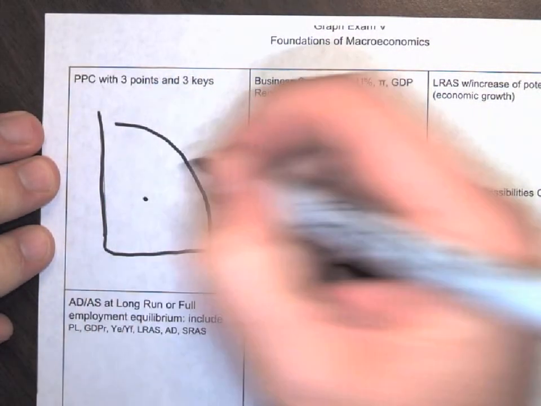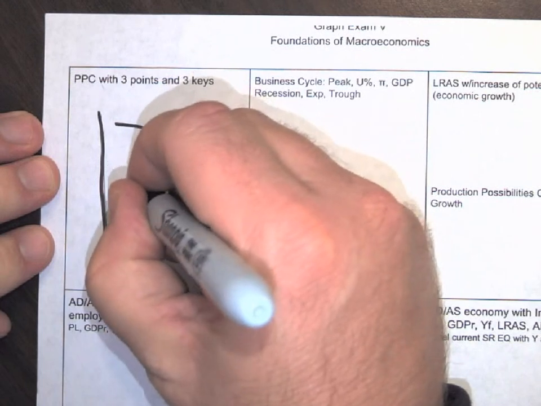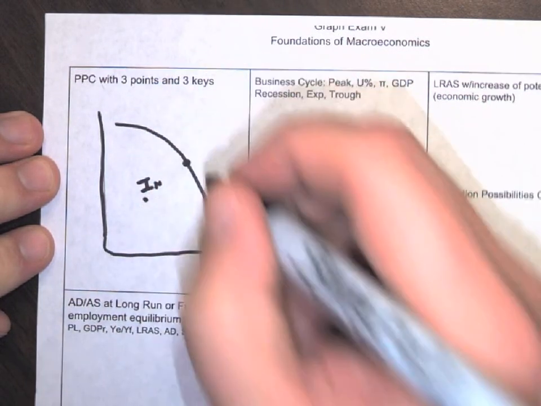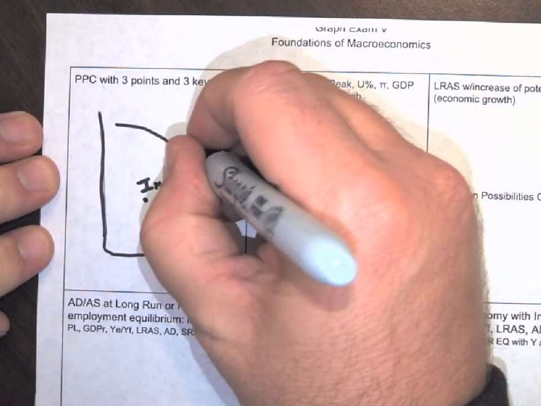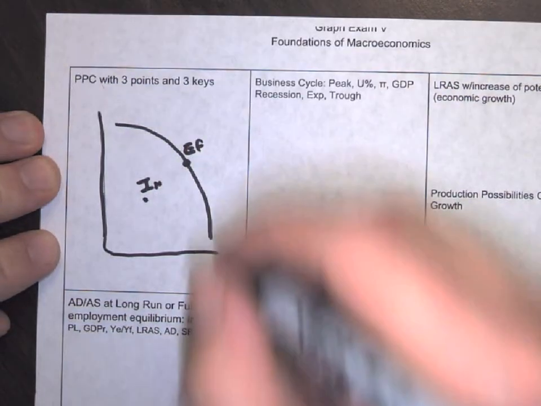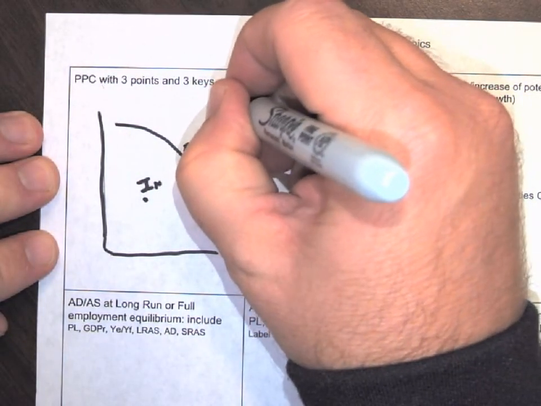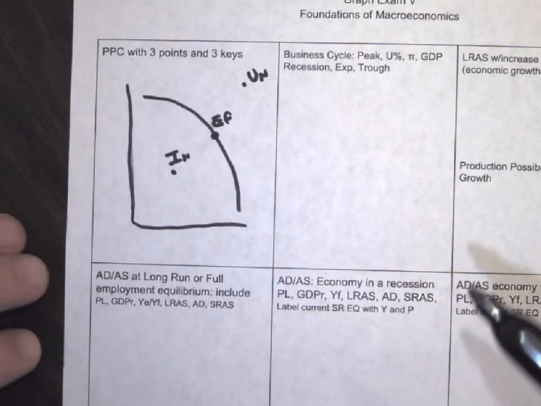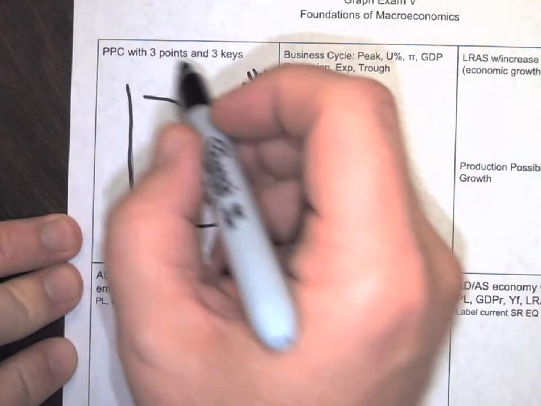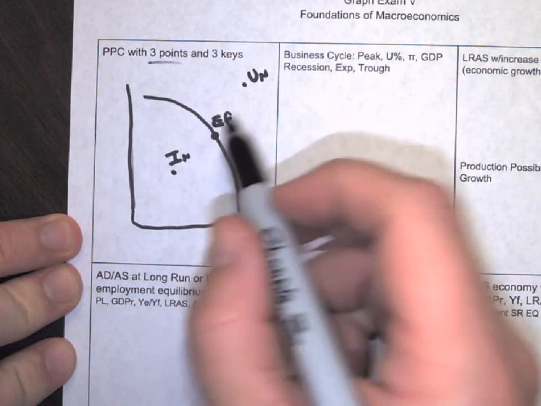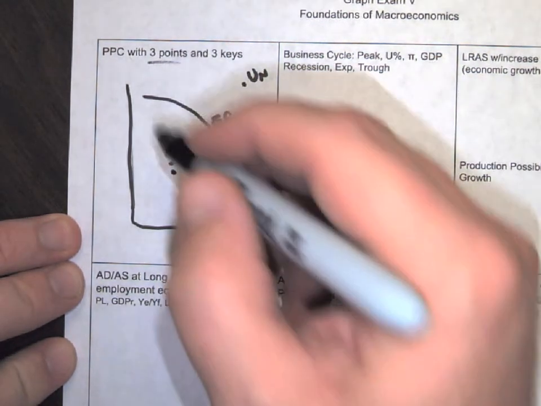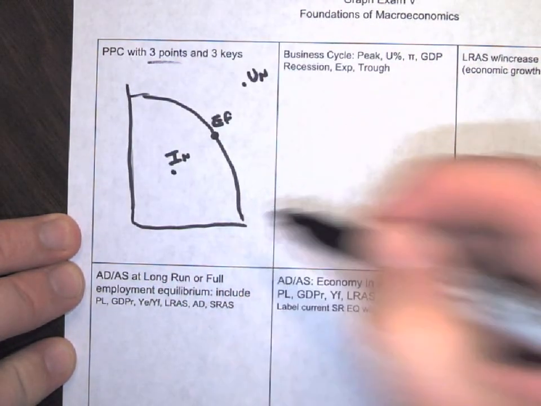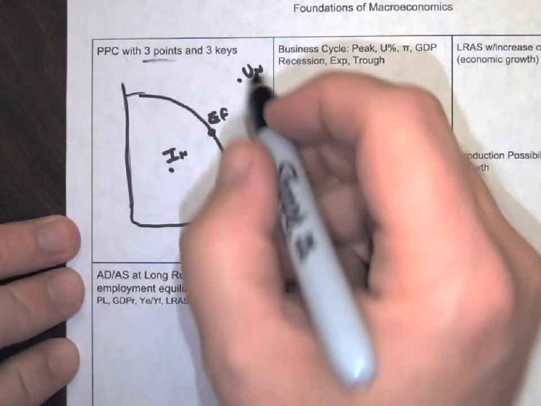Anytime we have a point located inside the curve, that's going to make us inefficient. Any point on the curve is going to be efficient. Any point outside the curve is going to be unattainable. That means we don't have the resources or the people or the technology to get there. So those are our 3 points: inside, efficient, and unattainable. This curve represents the potential GDP we could be making if we have our 3 keys.